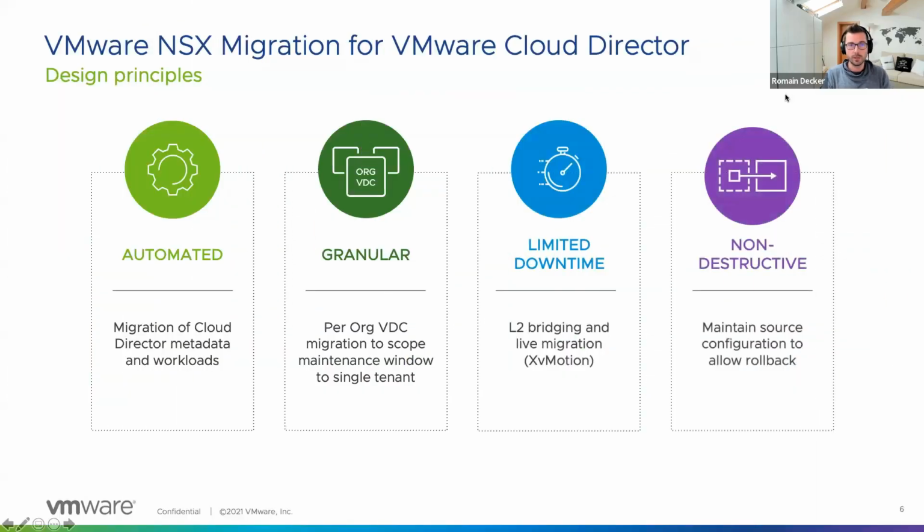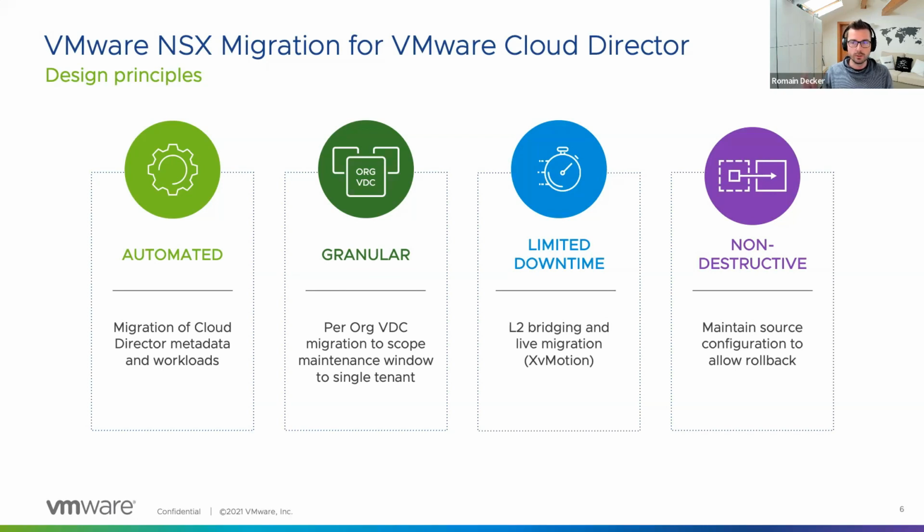We built the migration tool around 5 design principles. It's completely automated, so it does everything for you, including the creation of layer 2 bridging automatically from VLAN or VXLAN into Geneve. And it's completely automated from a VCD point of view. So it does topology replication, it copies policies, metadata, the networks, the edges, all the services associated with the edges, and so on and so on.